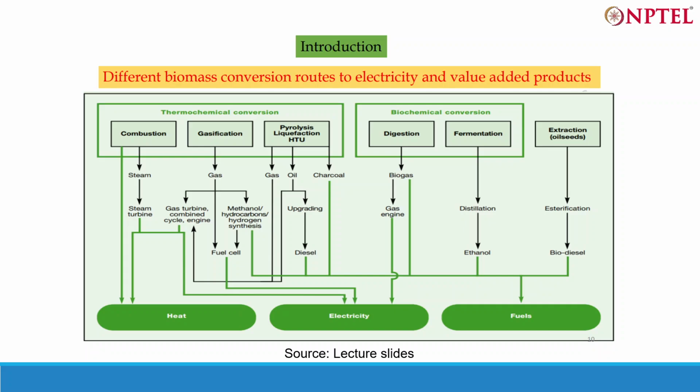In biochemical processes, we use biological methods, like microbes and methanogens, to work on the biomass to generate biogas, and similarly ethanol and biodiesel. So if you see, we have thermochemical conversion, biochemical conversion, and then physicochemical extraction. That is one of the forms of extracting biodiesel oil from biomass.